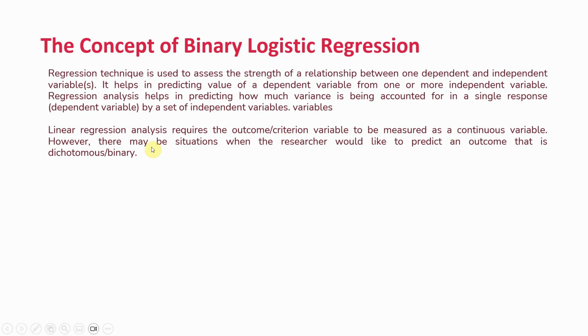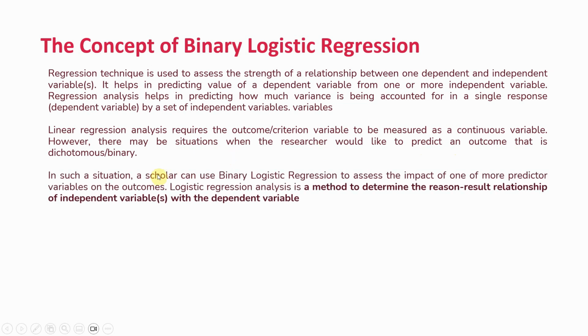However, you may encounter situations where you would like to predict an outcome that is dichotomous or binary. In such a situation, a scholar will use binary logistic regression to assess the impact of one or more predictor variables on the outcome. Logistic regression analysis is a method to determine the cause-result relationship of independent variables with a dependent variable. It predicts the group membership based on one or more predictors.